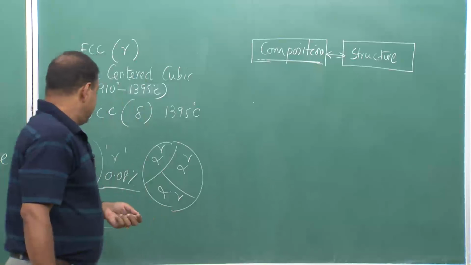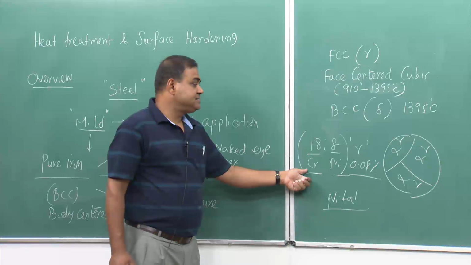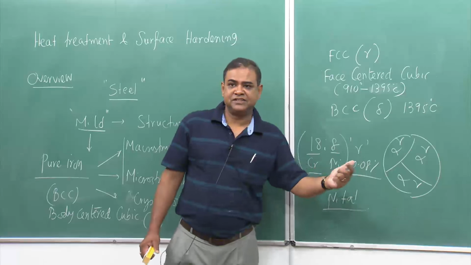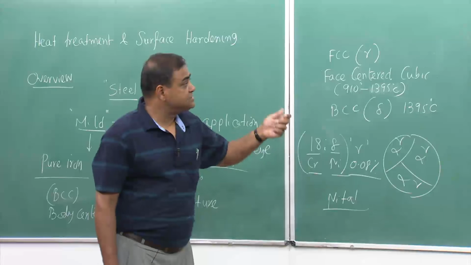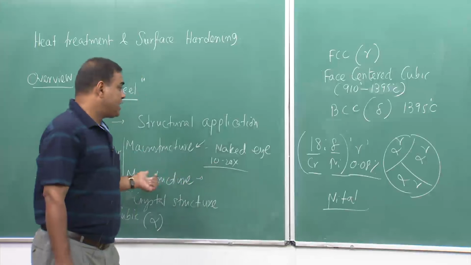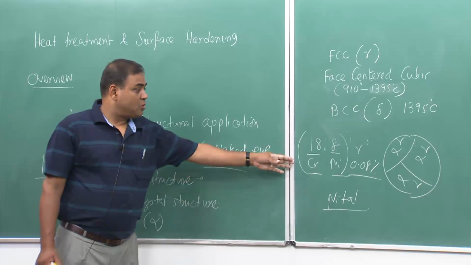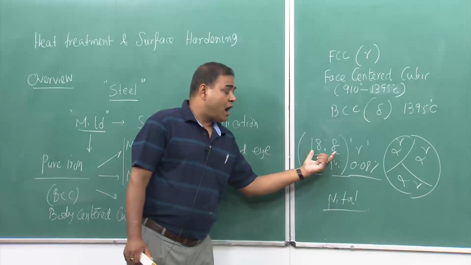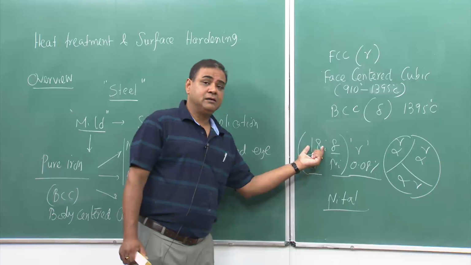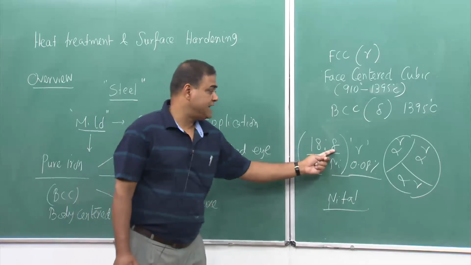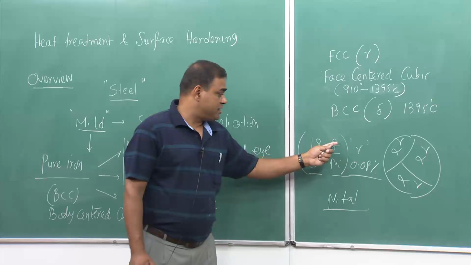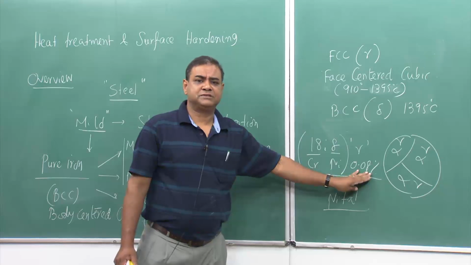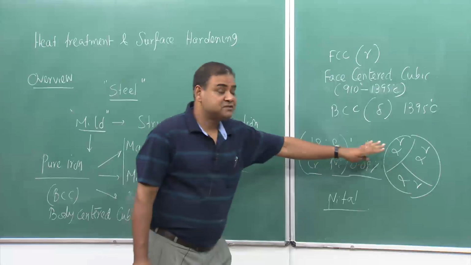For example, the example here is 18H stainless steel. Microstructure looks almost similar, but there is a change in crystal structure and there is a change in composition. In pure iron we do not have chromium and nickel, but in stainless steel we have a high amount of chromium and nickel. This 18% is actually weight percent, 18% chromium and 8% nickel. But the carbon content is pretty low, which is 0.08%, but their structures are different.